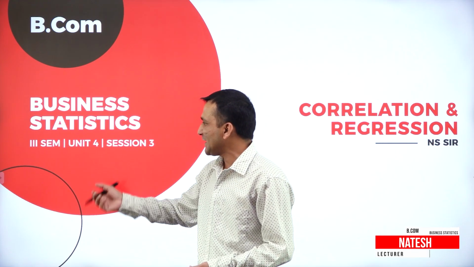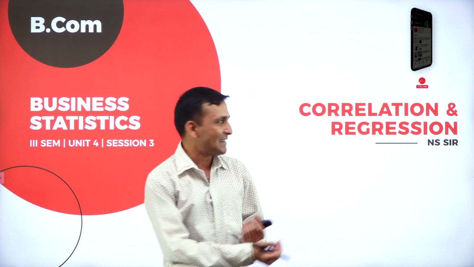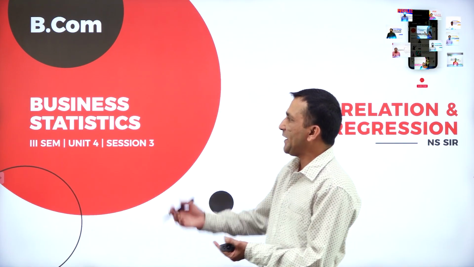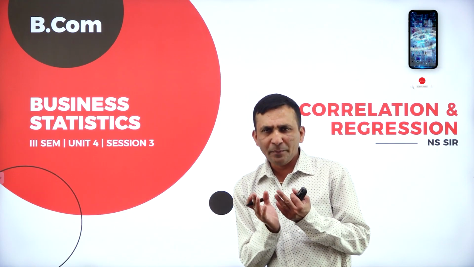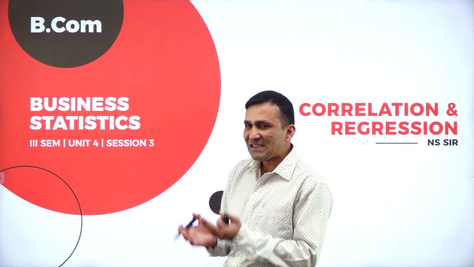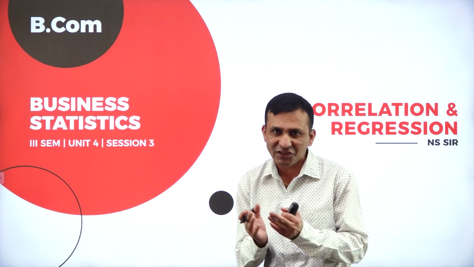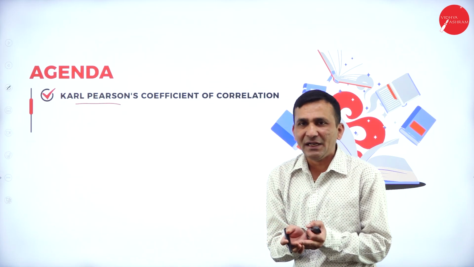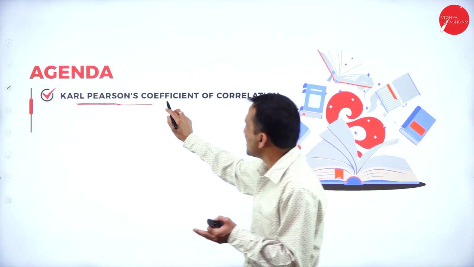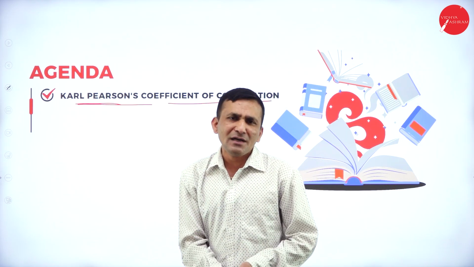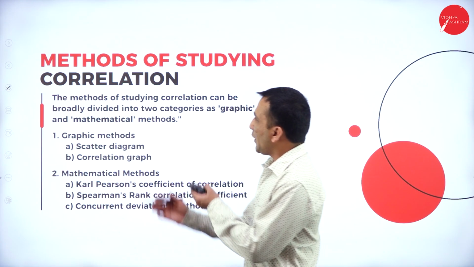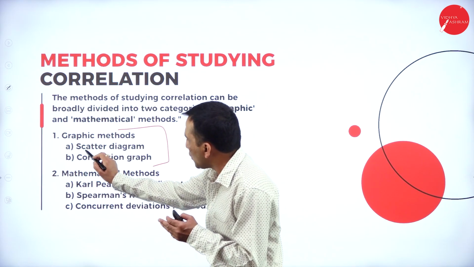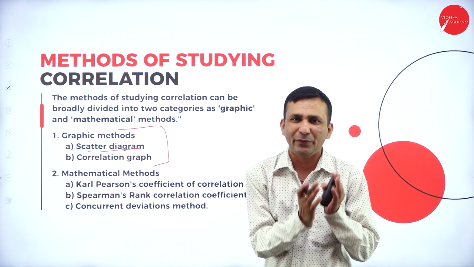We are in Unit 4, Section 3, third semester BCom Business Statistics, correlation and regression analysis. In the last two sections, we covered correlation based on the graphical method, the scatter diagram as well as the correlation graph. And today in this session, under the mathematical method, the first one is called the Pearson coefficient of correlation, which is a 100% expected question. In the last two sessions, which were completely about the graphical method, the scatter diagram showed the relationship between the two variables.